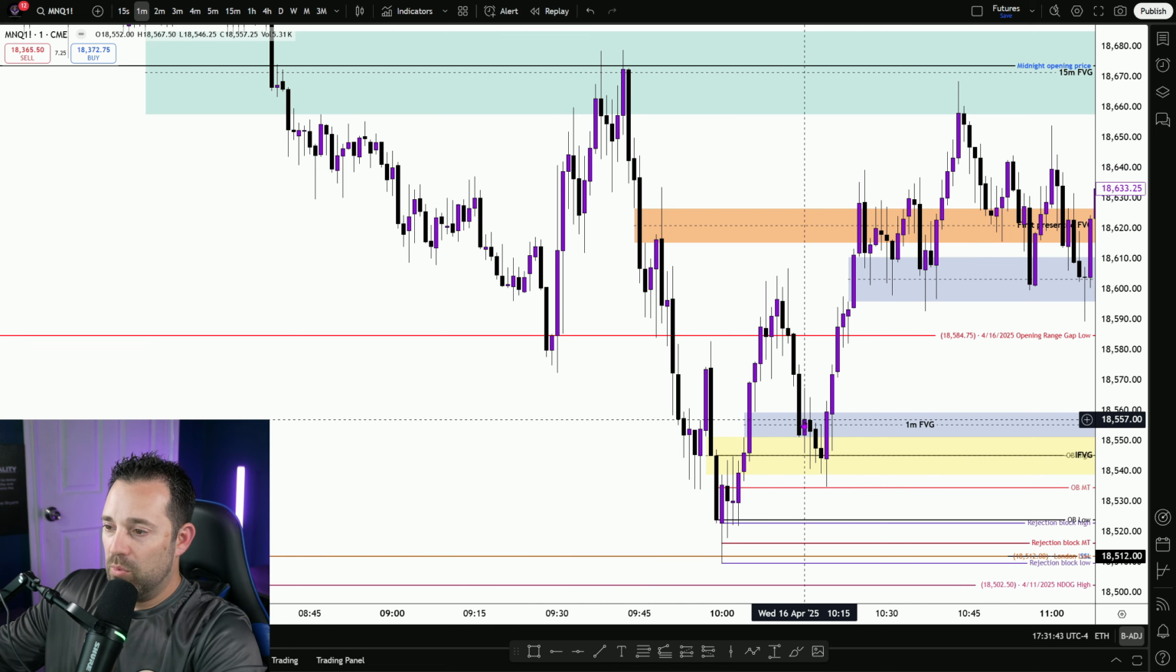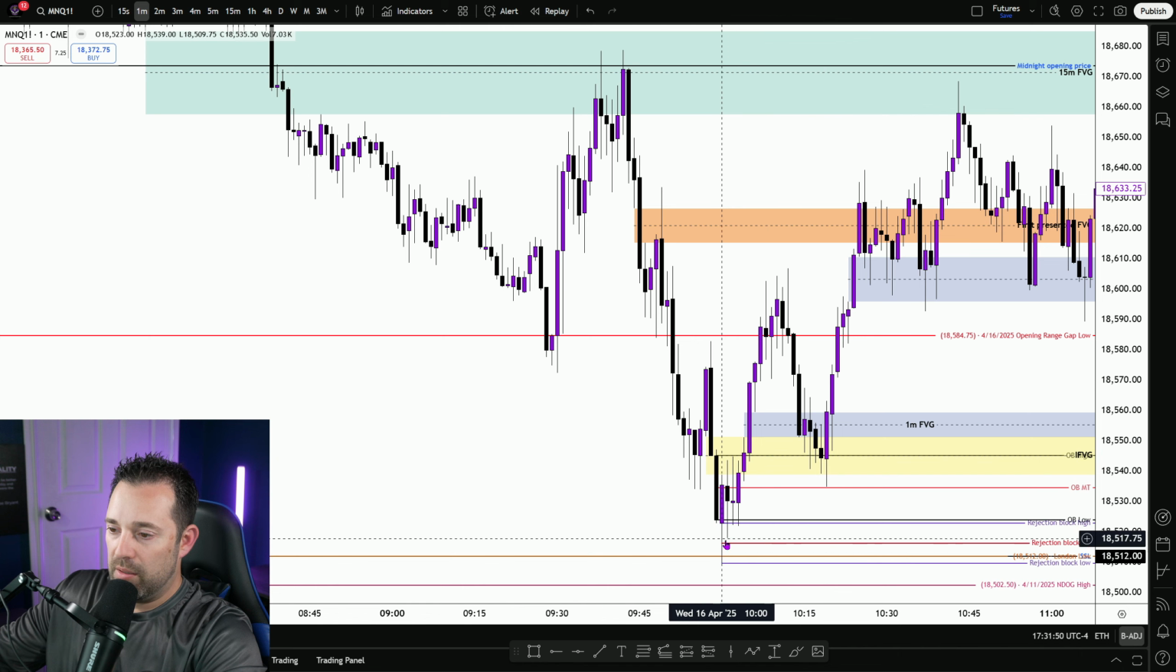Now, what happened was my entry was right here at this 1 minute fair value gap. I was fully expecting price could trade back, because I always expect that on all my trades, back down to this area. So my stop, I wanted it to be right here, underneath this rejection block, underneath this wick, right there. That's where I needed my stop to be. Actually, hold on a second. Let's do this. I'm still getting used to this program right here. This is where I needed my stop to be. Okay.